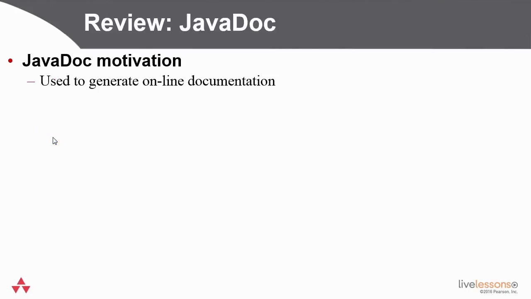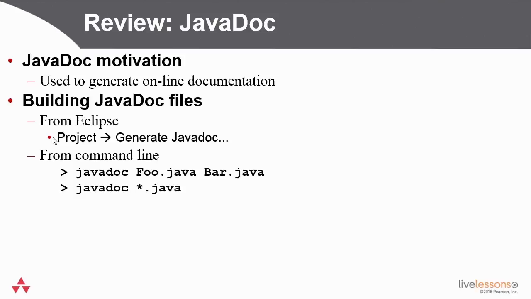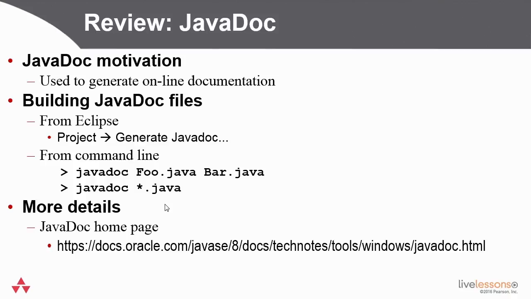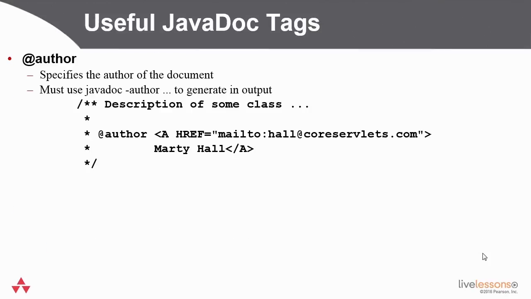So, javadoc is used to generate the online documentation not for end users, but for other developers on your team that are going to call or make use of your code. You build javadoc, as we saw from Eclipse, by going to the project menu and selecting Generate Javadoc, but it's also possible to build javadoc with a command line tool. And the Oracle homepage on javadoc is extremely useful and has a lot of examples and options and details. I highly recommend that you take a look at that.